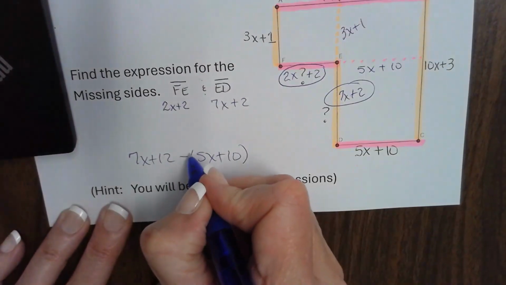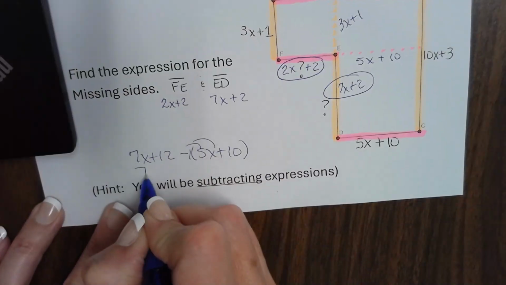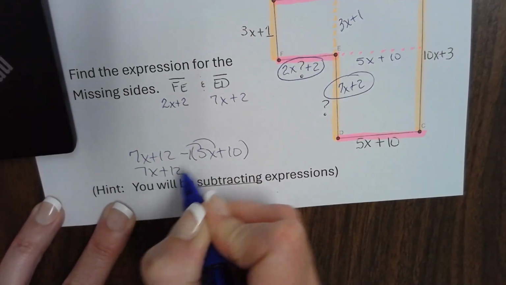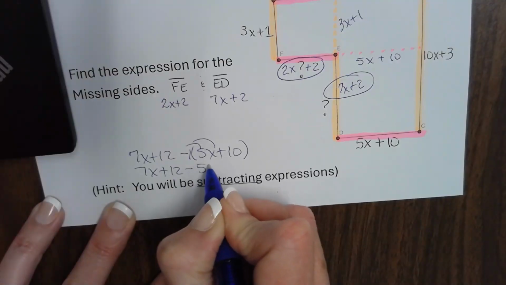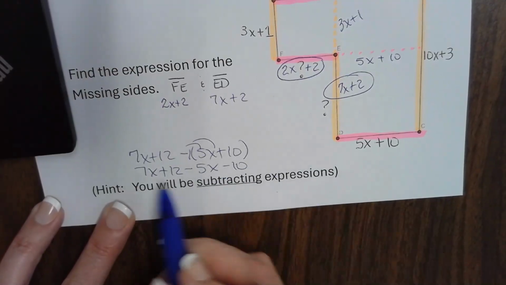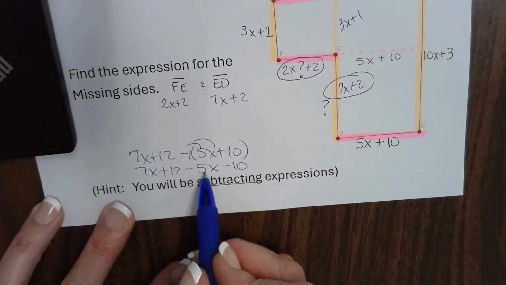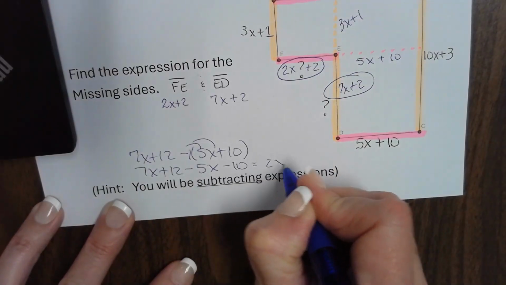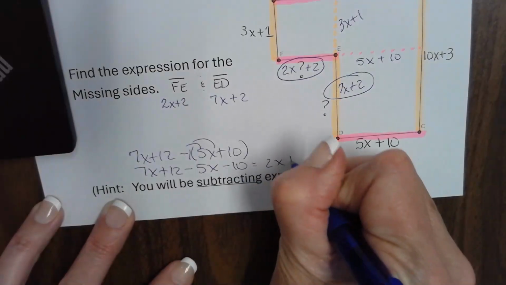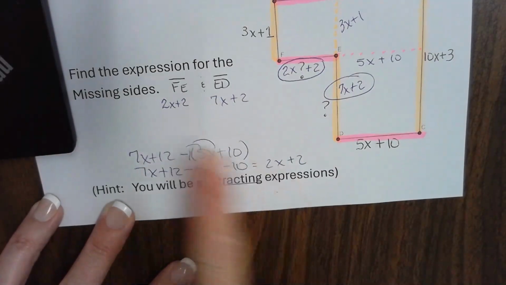So if I distribute this negative 1, I've got 7x plus 12, and then distributing the negative 1, I get minus 5x minus 10. Now notice when I combine, 7x minus 5x is 2x, 12 minus 10 is 2, so notice that works as well.